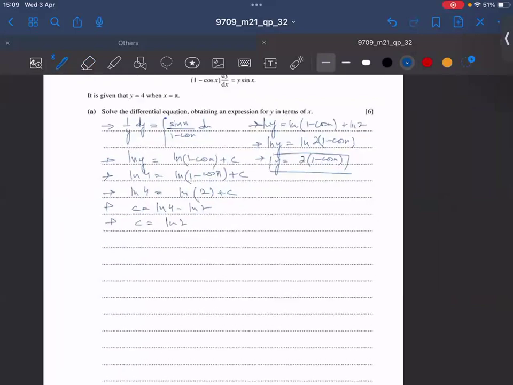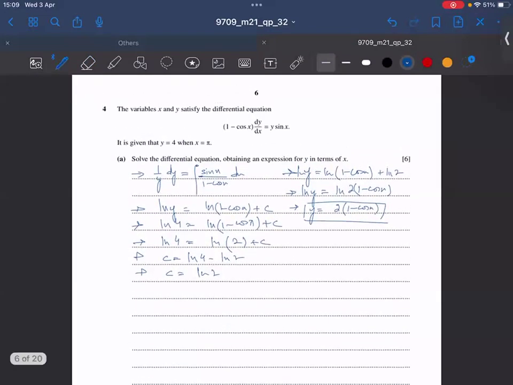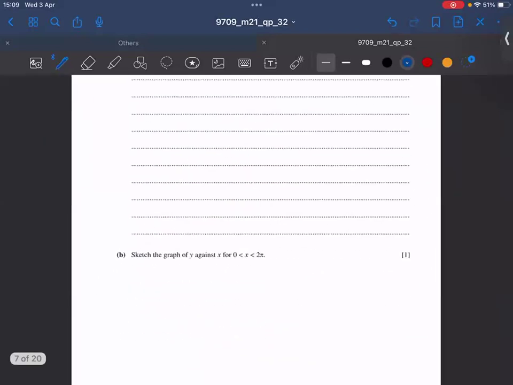Is that the answer in the marking scheme as well? Just kindly verify it. I hope it is. Y is equal to 2 bracket open 1 minus cos of x bracket close.